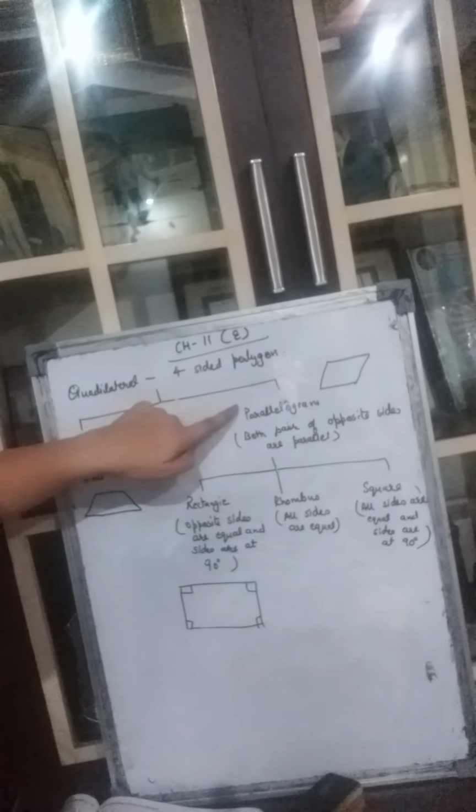Now a rhombus. What is a rhombus? A rhombus is a parallelogram only. That means the opposite sides will be parallel. But here all the sides are equal also. But one thing. What is the difference then between a square and a rhombus? In a rhombus also we are saying all sides are equal. In a square also we are saying that all sides are equal. The difference is that in a rhombus the sides do not meet at 90 degrees.